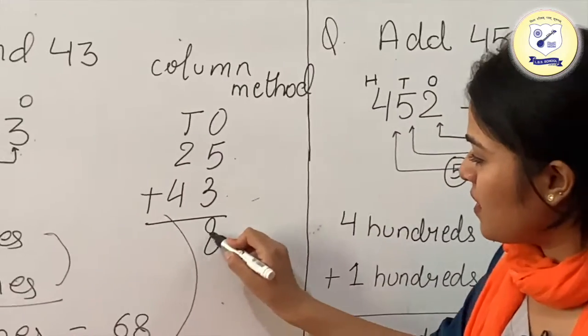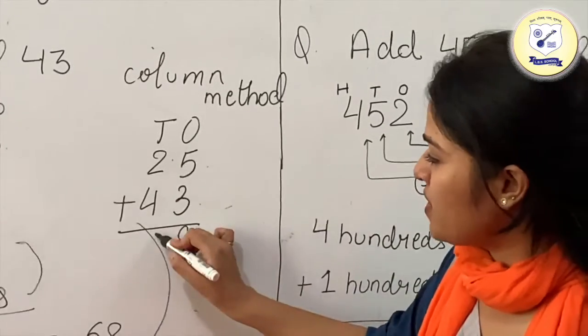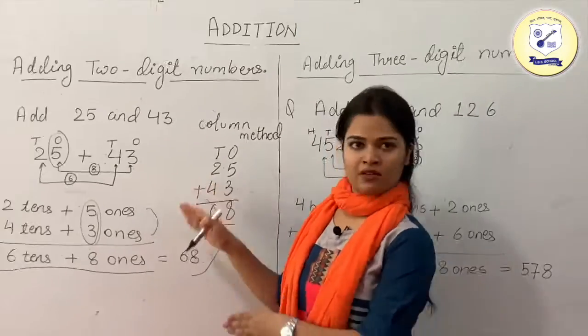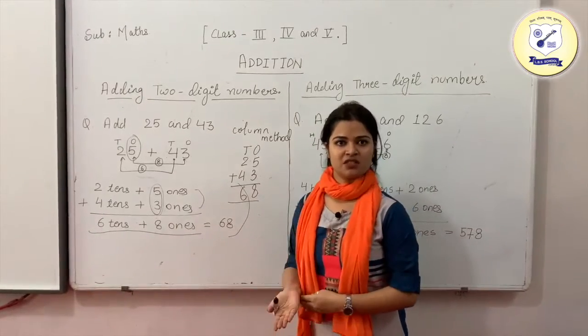5 plus 3 is 8. 4 plus 2 is 6. So this is our column method, and this is our another method by expanding the numbers.